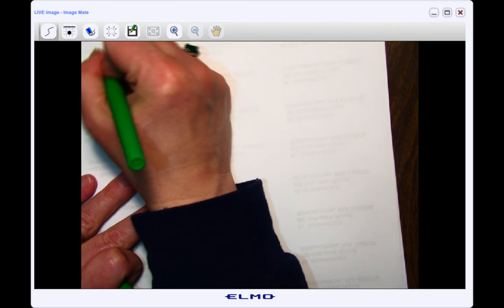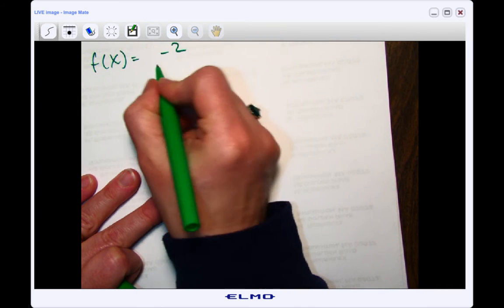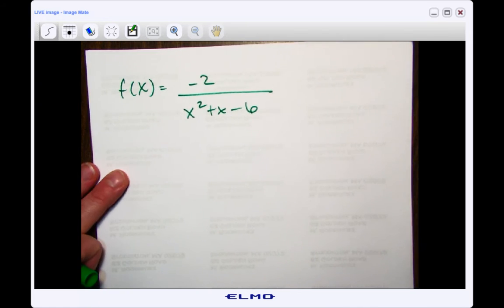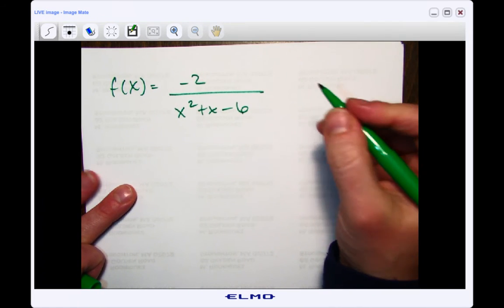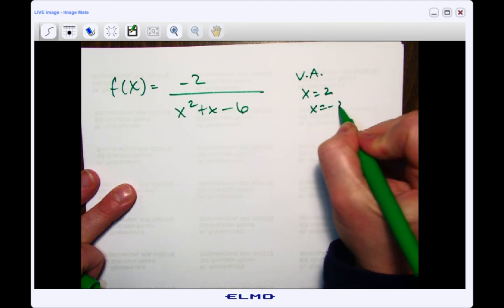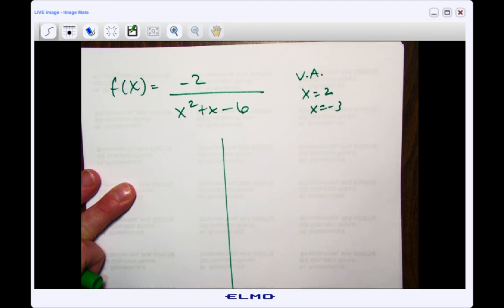So let me get a clean sheet of paper here, and I'll write down what my function was once again. My function was -2 over x squared plus x minus 6. Here he is. All right. So let's start by putting in our vertical asymptotes. They were x is equal to 2 and x is equal to -3. So I'm going to graph those in.